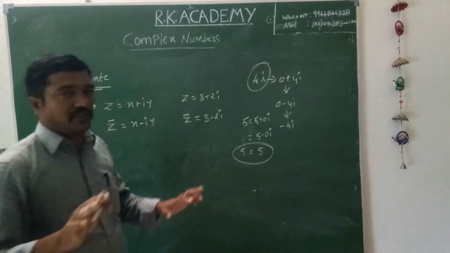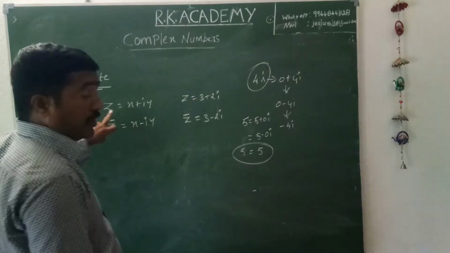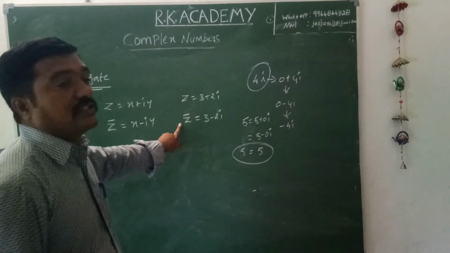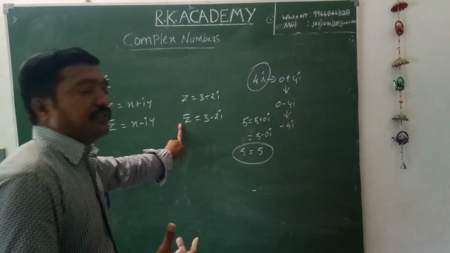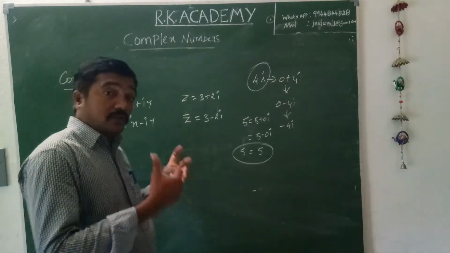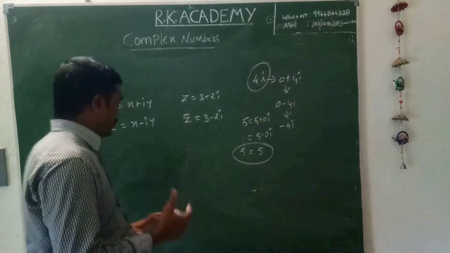So we are seeing this from the property. Now there is a conclusion. If z is a complex number, it's z bar. Now we are changing the imaginary value. Changing the sign of the imaginary value is called conjugate.